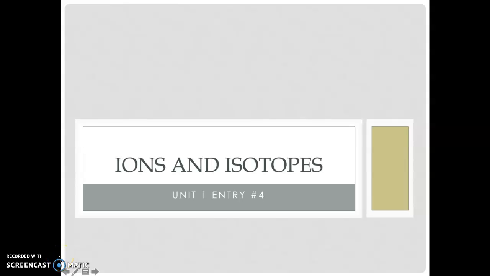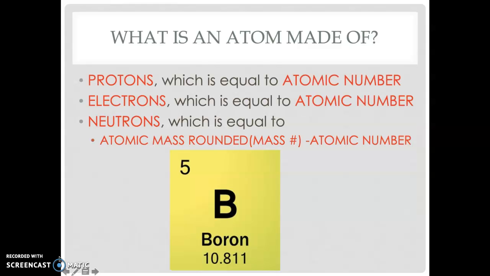So last week we looked at atoms, atomic structure, and we talked about protons, neutrons, electrons. Today we're going to talk about changes to the atom and what that does. So talk specifically ions and isotopes. So what's an atom made out of?